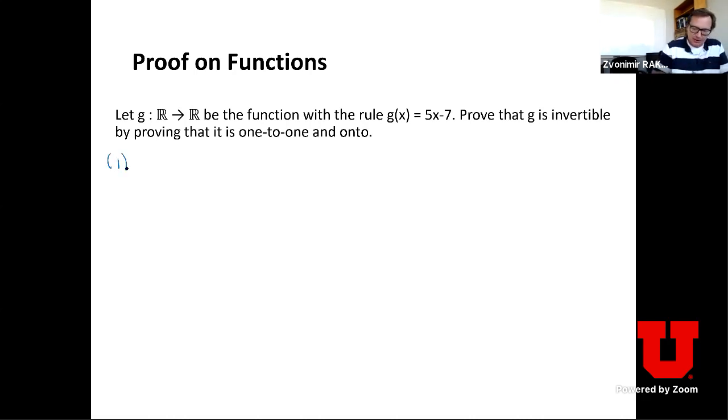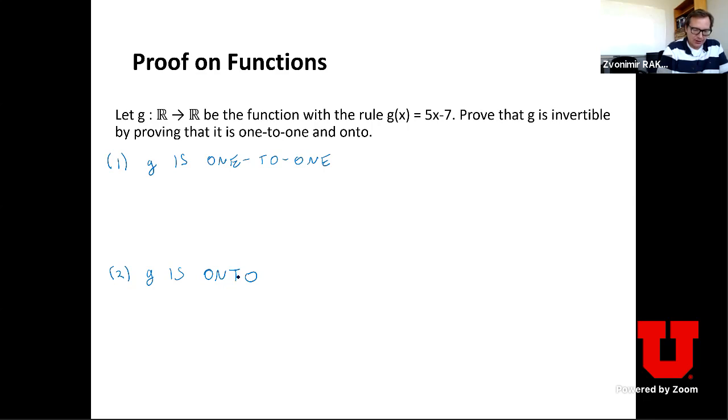And we have the general structure of the 1-to-1 proof that we are going to follow. So g is 1-to-1. That's the first thing we have to prove. And the second thing we have to prove is that g is on-to.